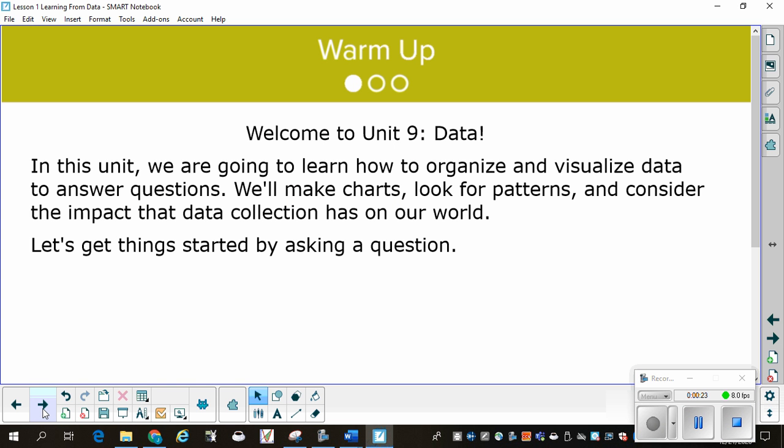As a warm-up, first, I want to welcome you to Unit 9. The Create task is behind you. We're forging on with the last 2 units prior to your big AP exam. In this unit, we're going to learn how to organize and visualize data to answer questions. We'll make charts, look for patterns, and consider the impact that data collection has on our world.